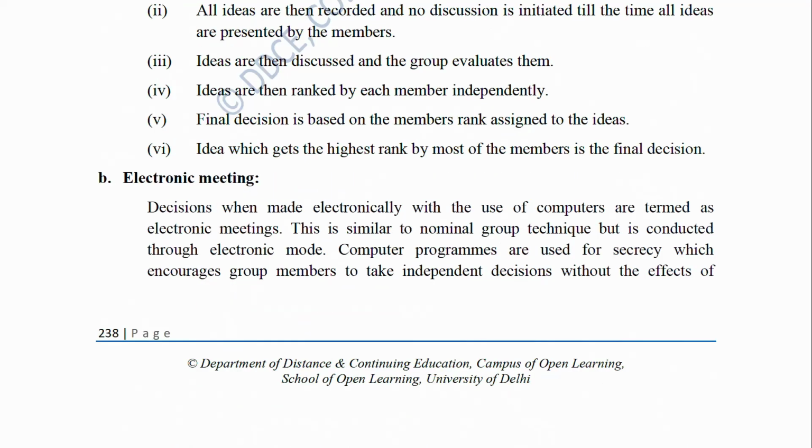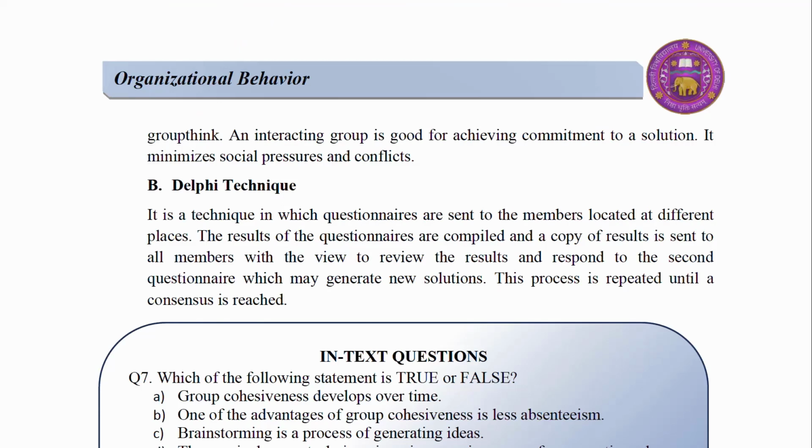B. Electronic meeting. Decisions when made electronically with the use of computers are termed as electronic meetings. This is similar to nominal group technique but is conducted through electronic mode. Computer programs are used for secrecy, which encourages group members to take independent decisions without the effects of groupthink. An interacting group is good for achieving commitment to a solution. It minimizes social pressures and conflicts.